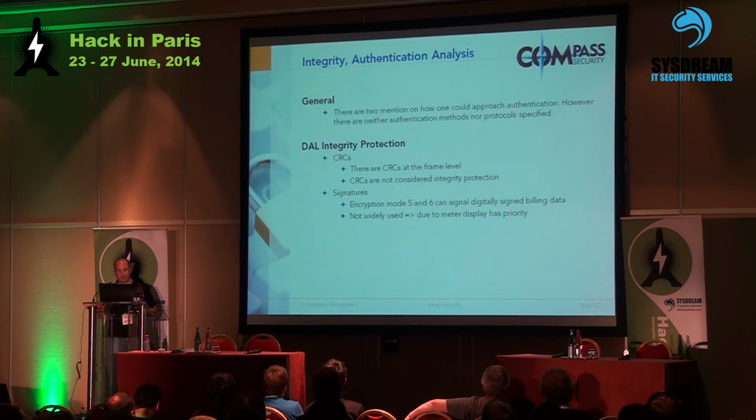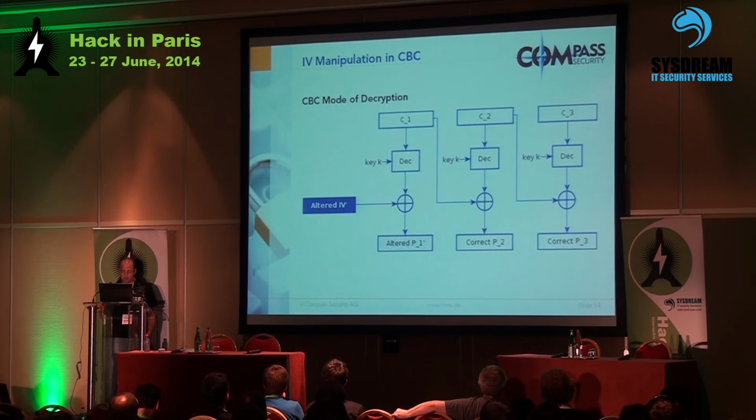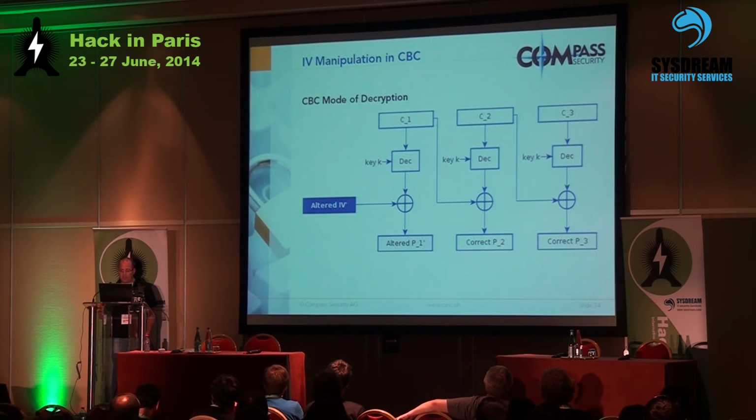What we could try is alter IVs, because if we could alter an IV, then we could basically manipulate the plain text. It doesn't make much sense to do any bit flipping on the ciphertext in CBC, because if you decrypt it, you just get garbage. But afterwards, the IV is applied to the plain text. So if you flip a bit on the IV, then it's directly flipped in the plain text. So can we do it?